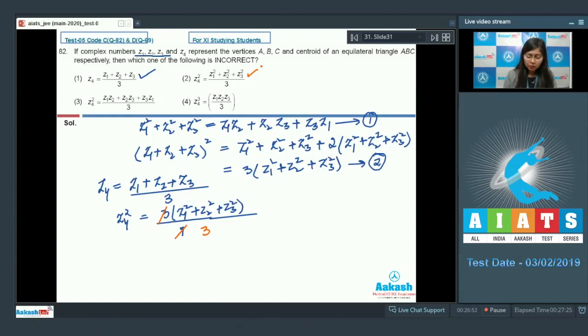Now, converting this equation as given in equation 3, from equation 1, we can put it as (z1 z2 plus z2 z3 plus z3 z1) upon 3. Now, this is given in option number 3, so this is also correct. But nothing of the form that is given in option number 4 can be obtained. So the correct answer is option number 4.